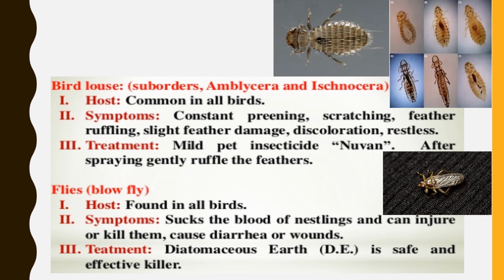The other are blowflies. Hosts are found in all birds. The larvae suck the blood of the nestlings and can injure or kill them, causing diarrhea or wounds. Treatment: diatomaceous earth is a safe and effective killer for these flies.